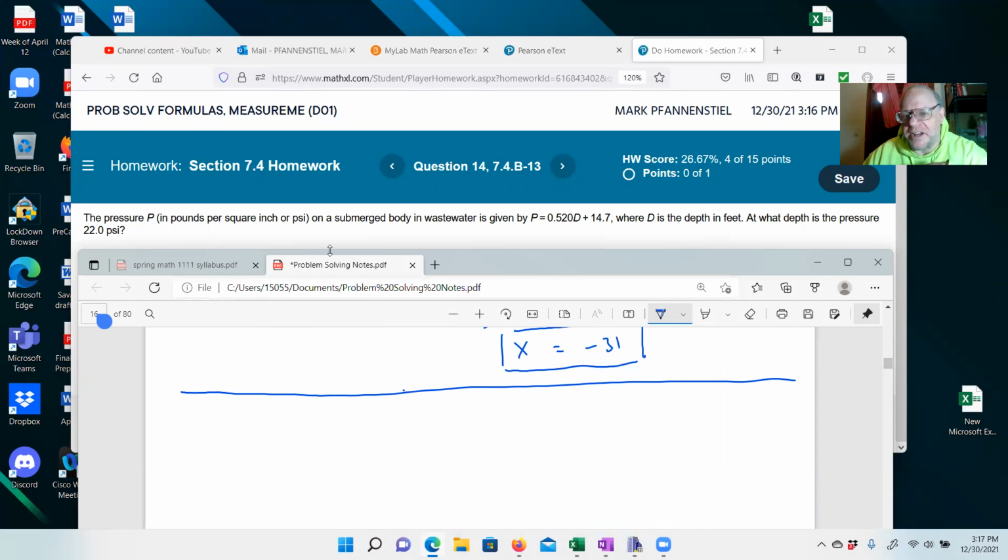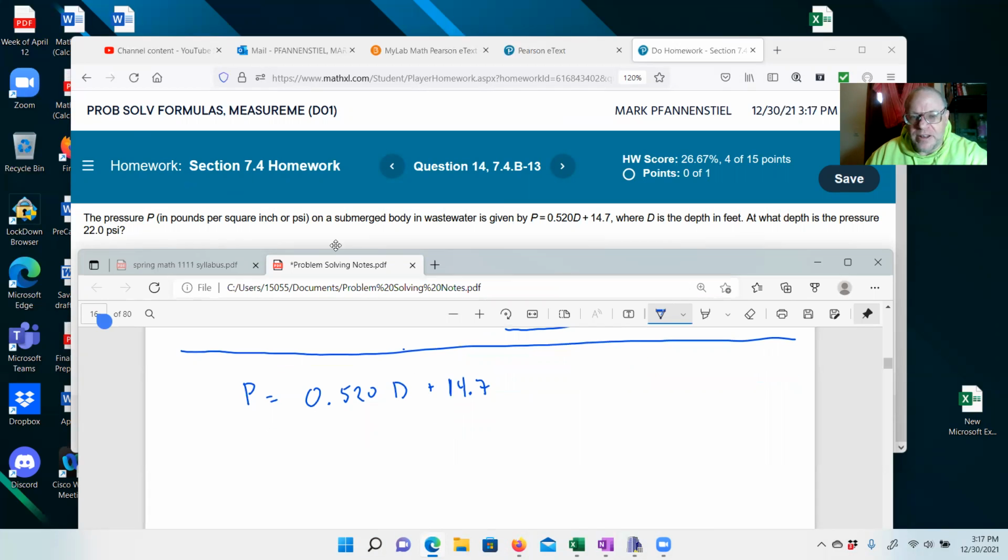See, it's a submerged body. To fish the information out of our equation here, we're going to write the formula down. Sometimes they don't give you the formula until last, but right here we have 0.520 times d plus 14.7. That zero doesn't matter so much for solving the problem. We're just writing this down, and now I'm looking for any other information they gave me. We could put off to the side, P is equal to pressure.